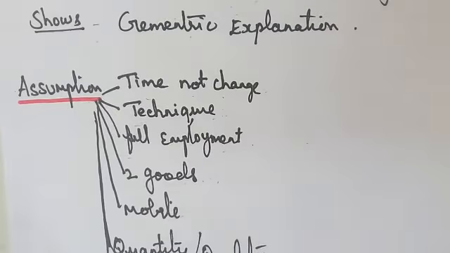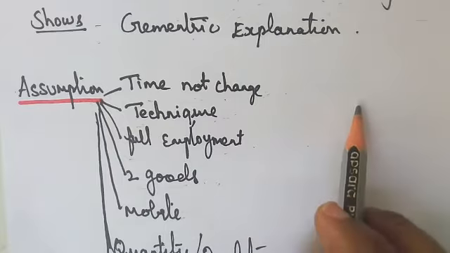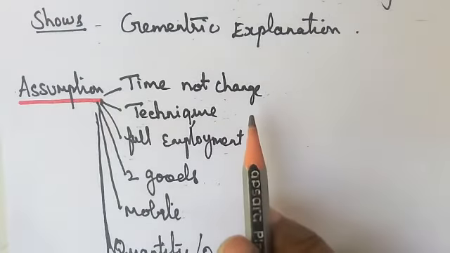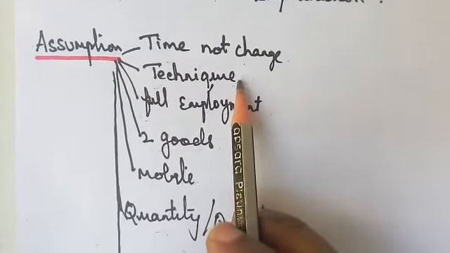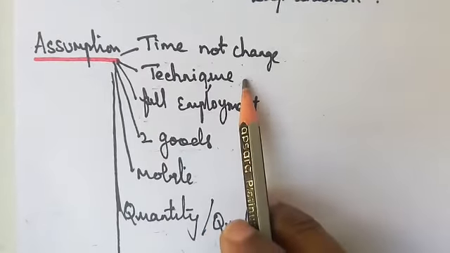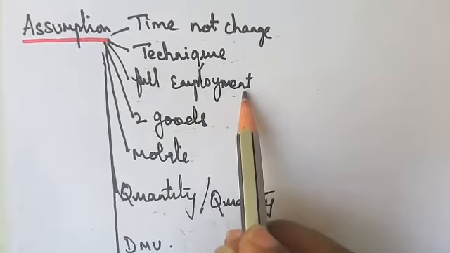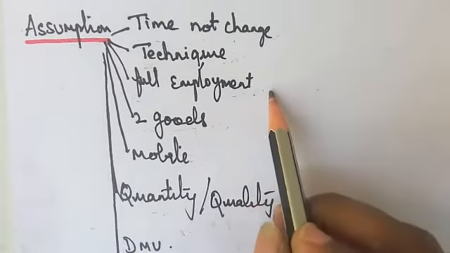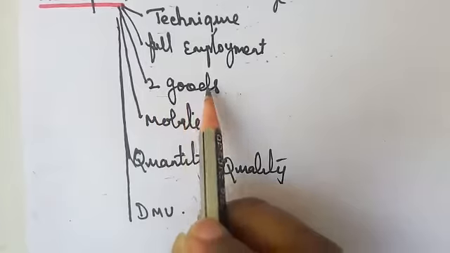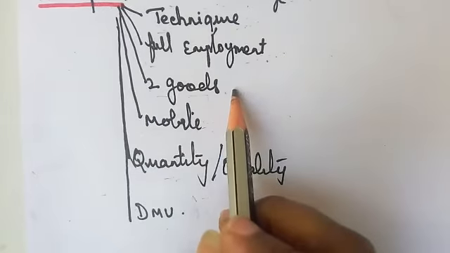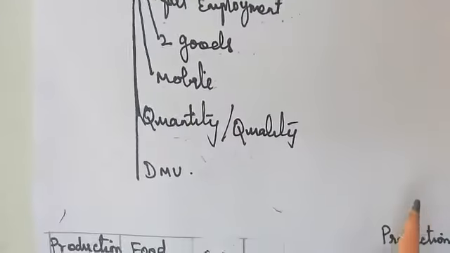First one is time not changed. Throughout that production possibility curve, the time period should not be changed. Next is technology, what we are using to produce, the resources; that technology should not be changed. Next, all resources should be employed. Nobody is without work. Next, we should compare with two goods only. Using the resources, we have to compare with the two goods only.